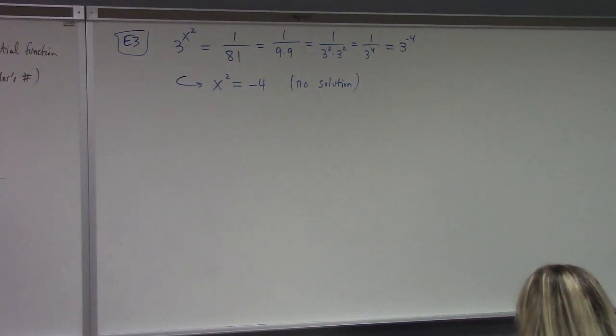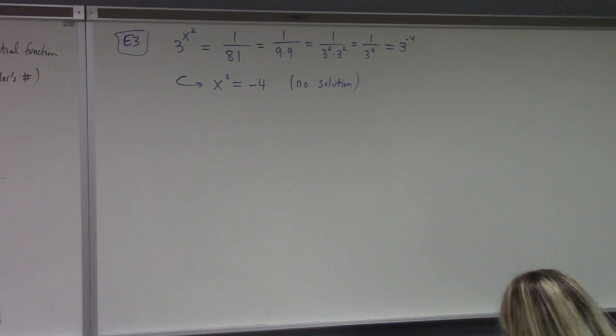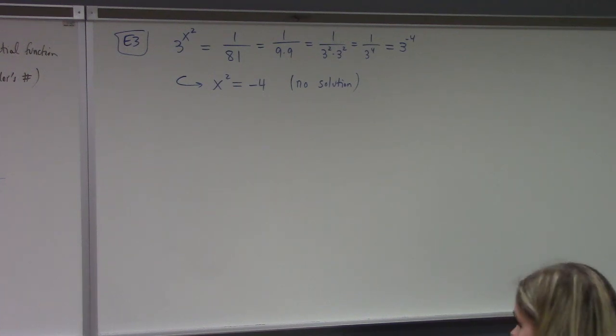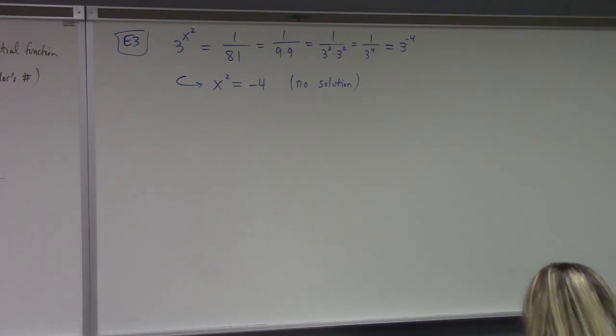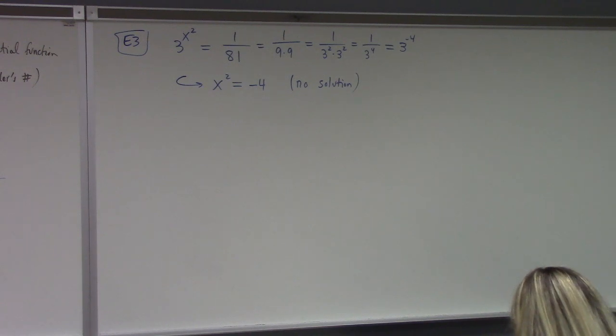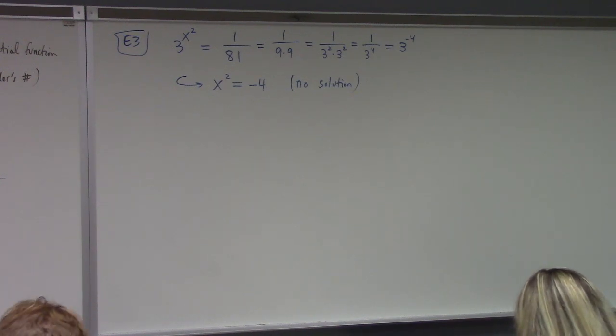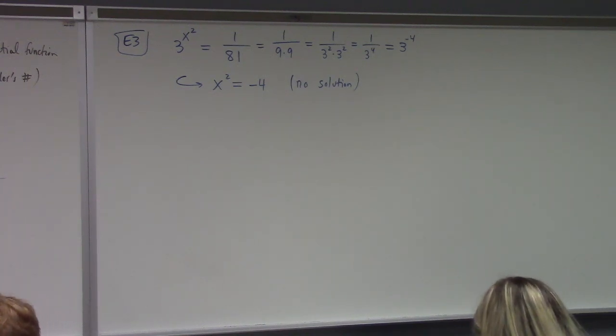I would say in retrospect that's kind of not surprising because x squared is what? x squared is greater than or equal to 0, right? So think about the graph of 3 to the x. If you have something greater than or equal to 0, what happens to the 3 to the x graph? Well, you're over here, right? You're bigger than 1. So there's no hope that you can get 1 over 81 from that, right?